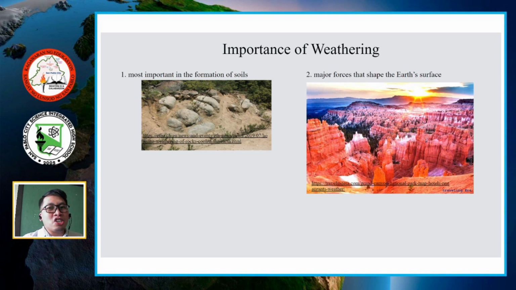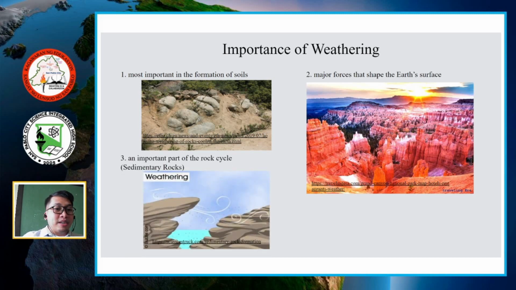Secondly, is the formation of major forces that shape the Earth's surface. Because of weathering, sinishape niya yung surface ng Earth. Because of that, nakaka-create siya ng iba't ibang landforms or nakaka-create siya ng iba't ibang rock formation na nagiging tourist spot. A very good example is this, the Grand Canyon.